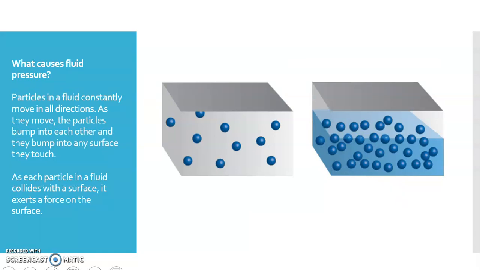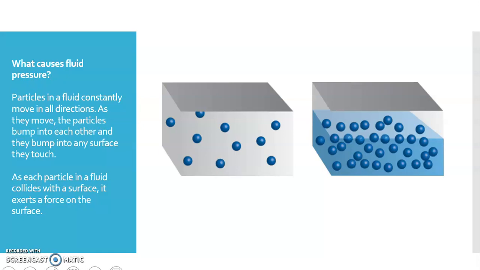So what causes fluid pressure? So generally, not just air pressure, but fluid pressure. Particles in a fluid are constantly moving in every direction. And as they move, those particles bump into each other and they bump into every surface that they touch. And as each particle in a fluid collides with a surface, it exerts a force on that surface.